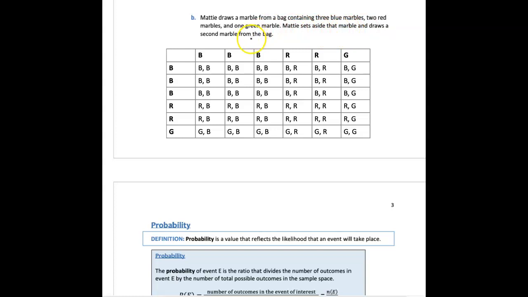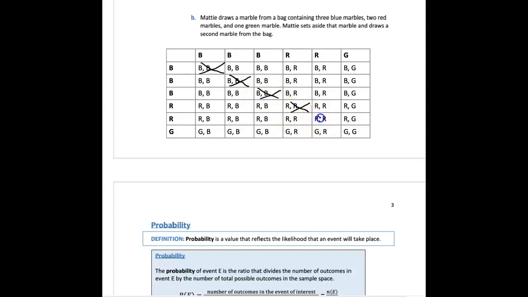This means that it is not possible to draw the same blue marble twice or the same red marble twice, right? That means that these boxes here along the diagonal can't happen, right? Because that would be drawing like the first blue marble and the first blue marble twice. You can't do that. Or drawing the second blue marble and the second blue marble, right? You can't do that. Since Maddie sets aside that marble and draws another.